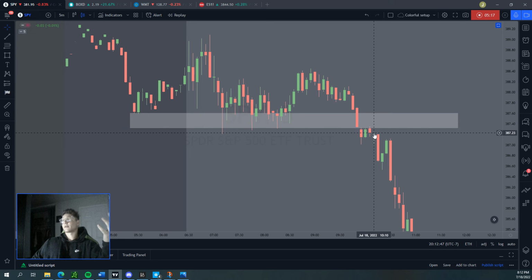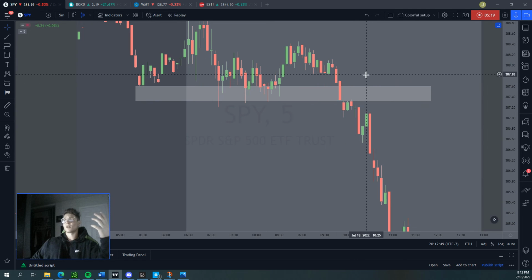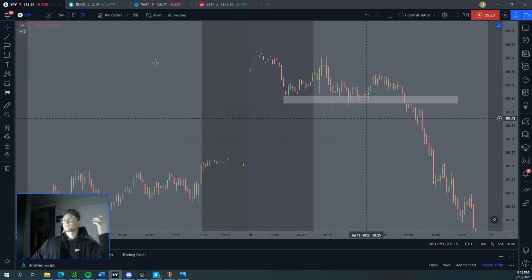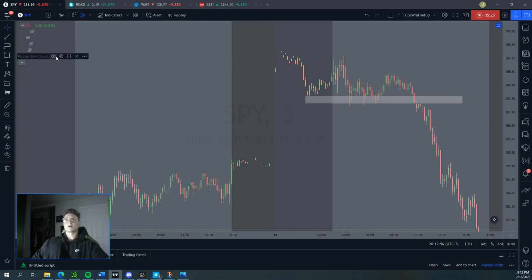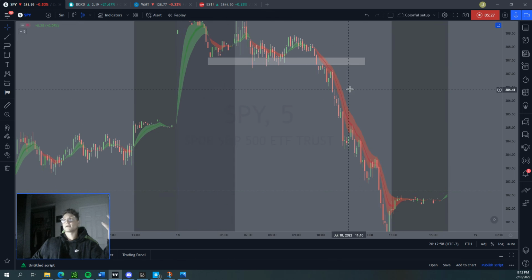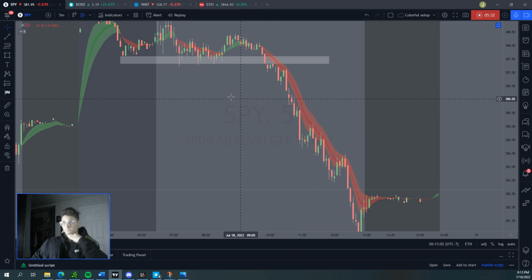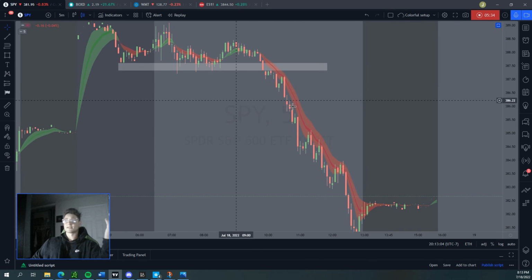Let's say you entered around 388.2. You're given pretty much this 90 MA is what I would have been riding for my entry, and you're riding this 90 MA all the way down. The fifth setup that I would be looking to take.